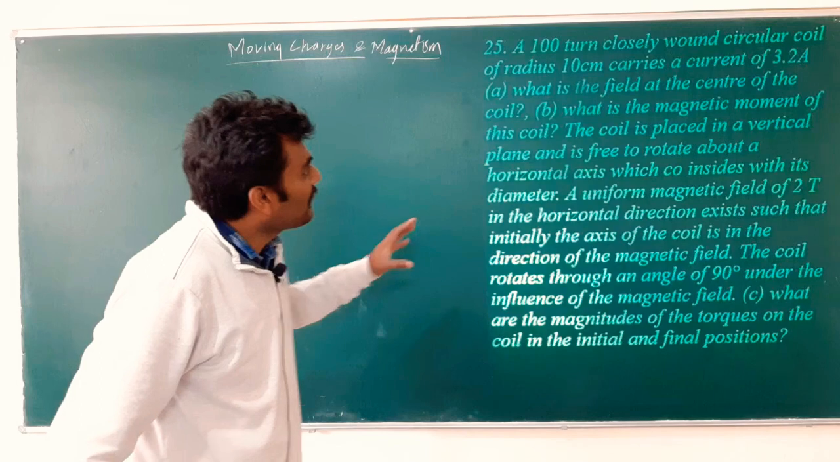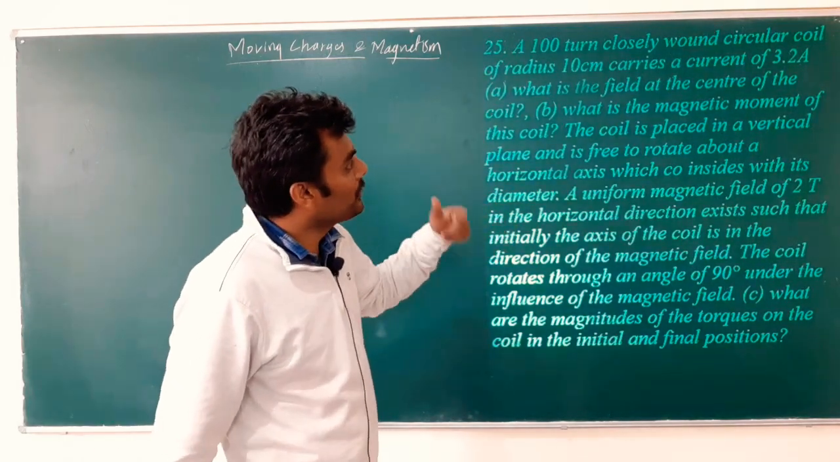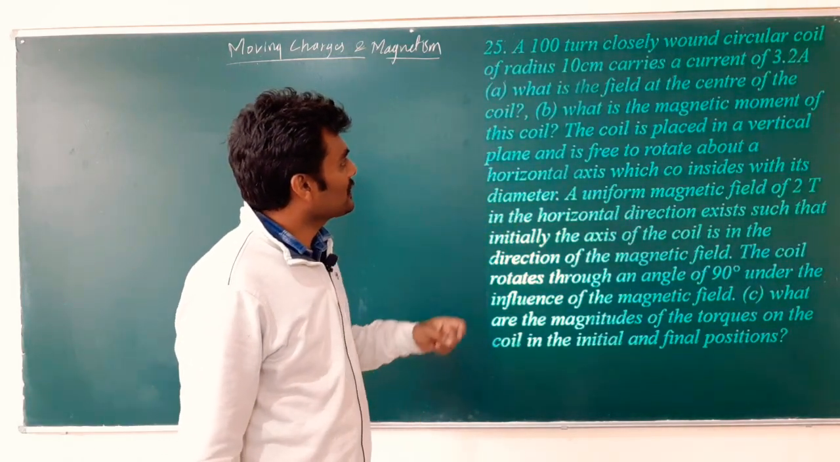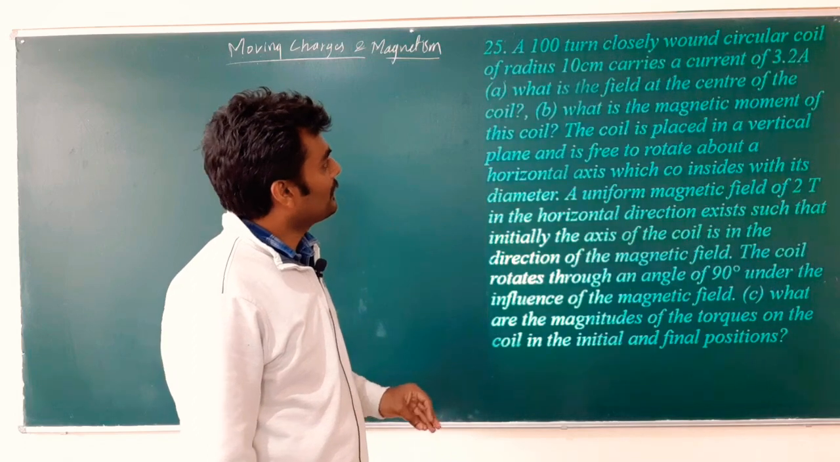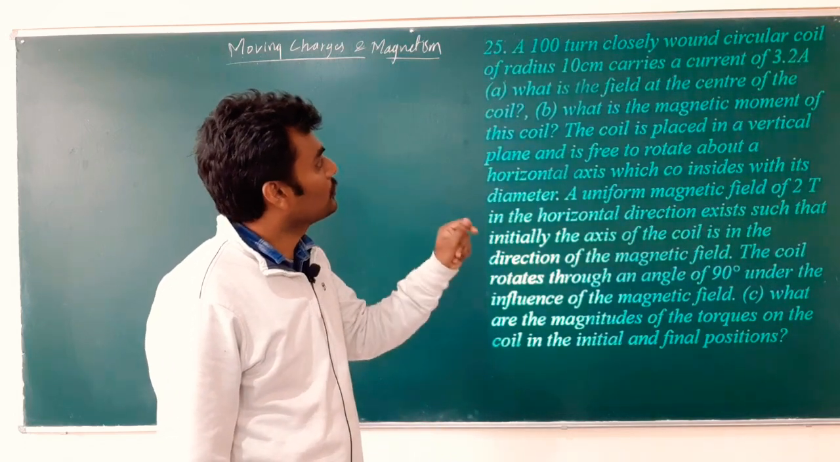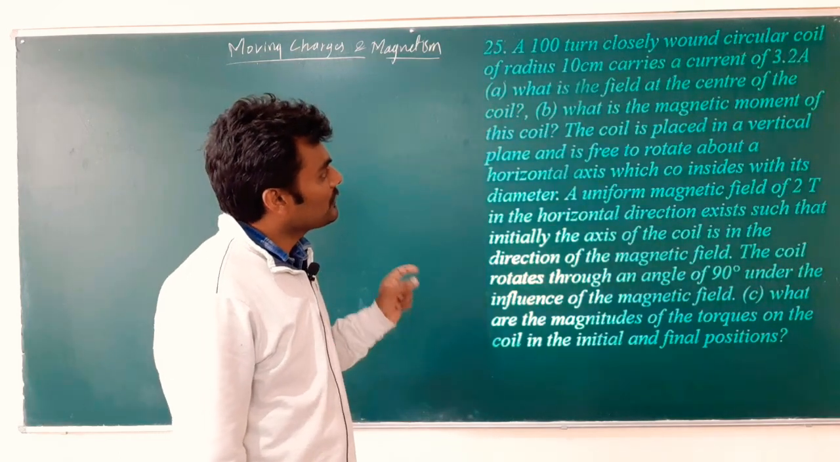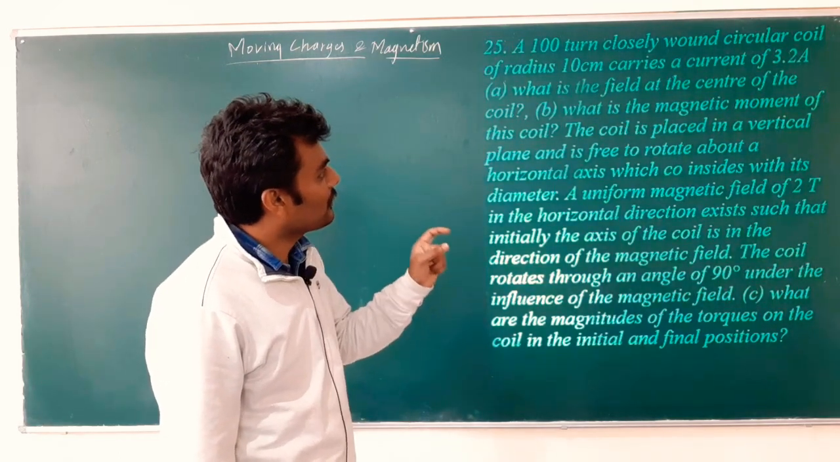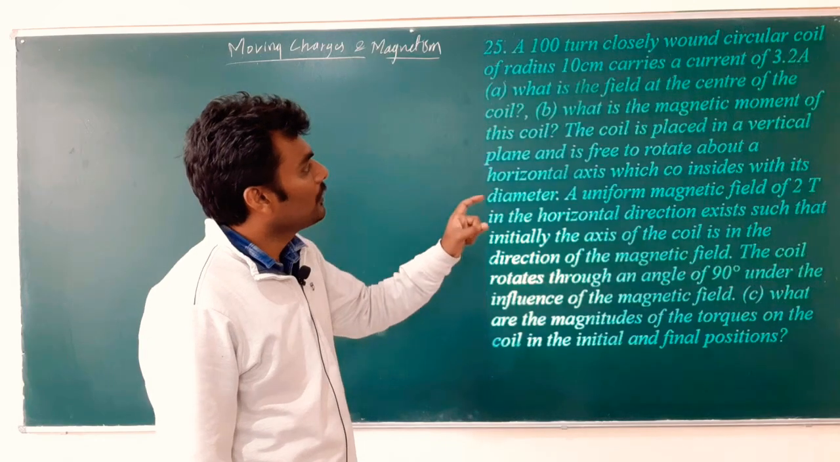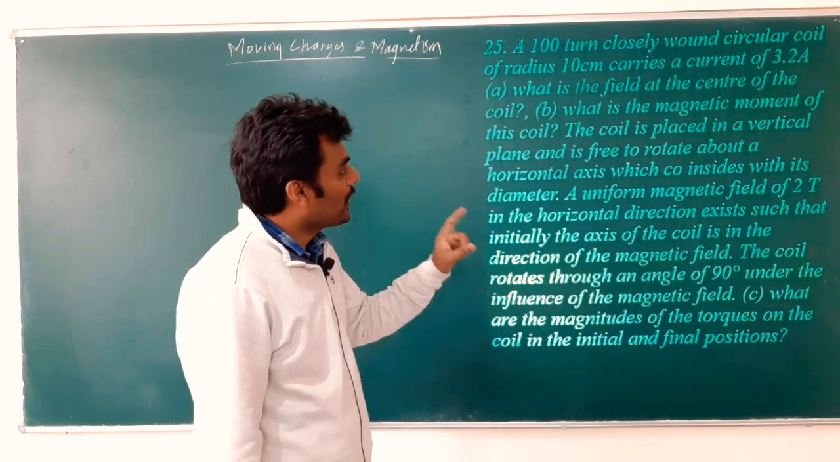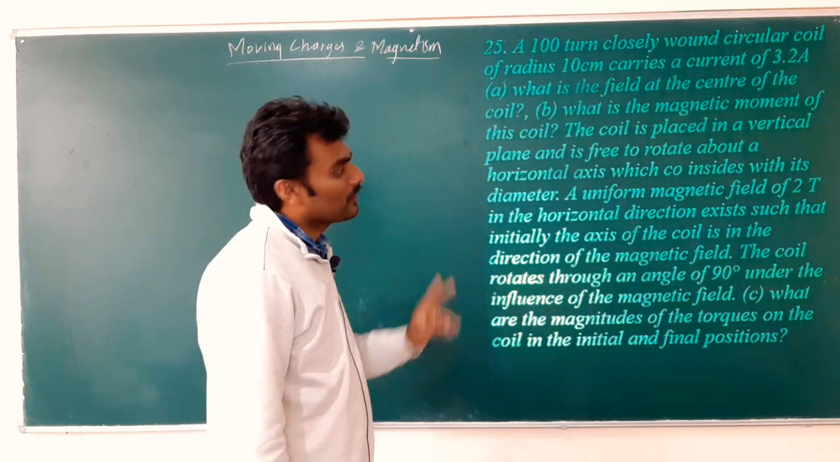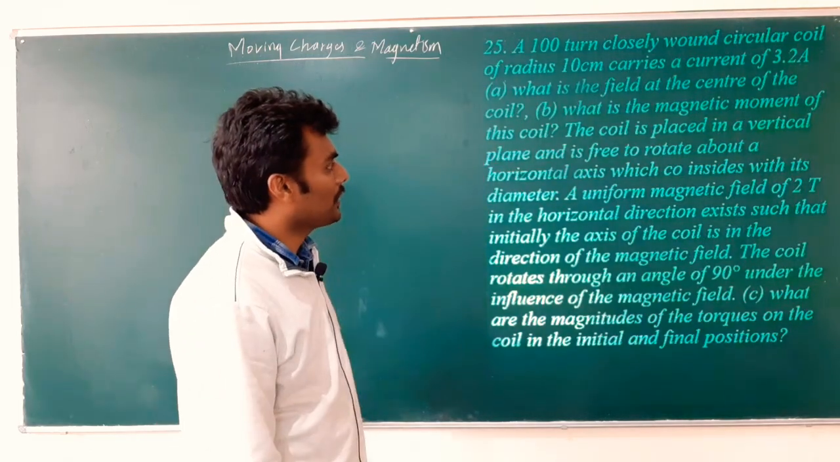It says a 100-turn closely wound circular coil of radius 10 centimeter carries a current of 3.2 ampere. The first sub question: what is the field at the center of the coil? The next question: what is the magnetic moment of the coil? These are the two sub questions of the given data.